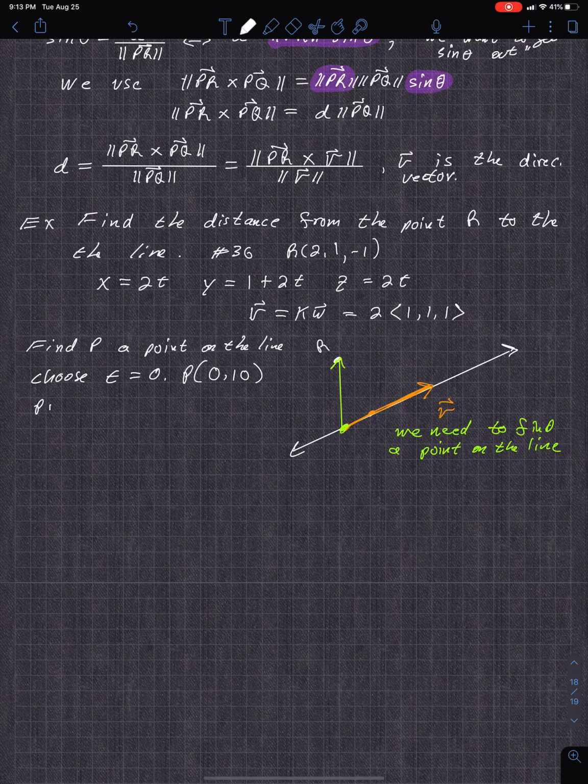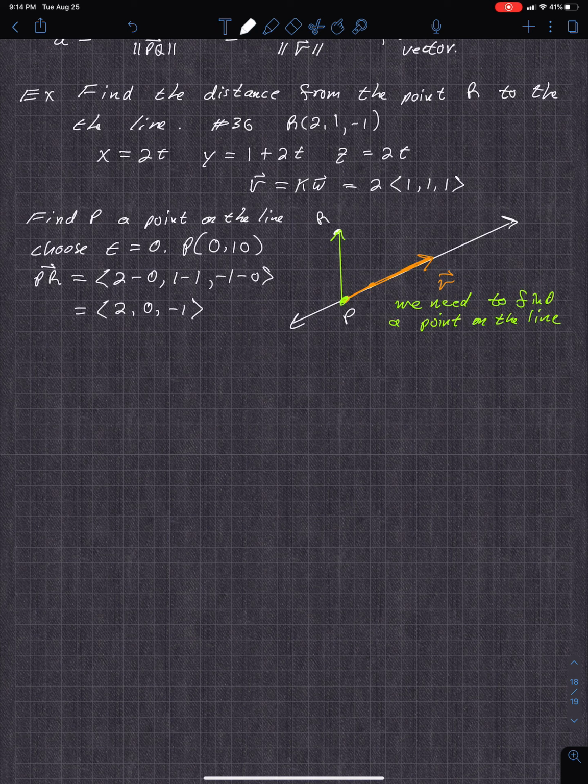And then calculate PR, which is then given. So where's R again? 2 minus 0 is 2. And then you get 1 minus 1 is 0. And you get negative 1 minus 0 is negative 1. So we'll use the vector 2, 0, negative 1. So that's my P down here. And so you had to calculate that vector. Now you have the components for the formula.